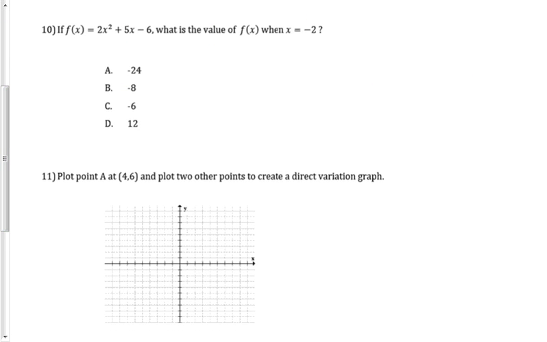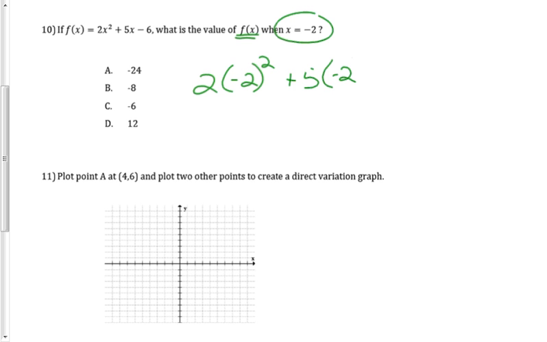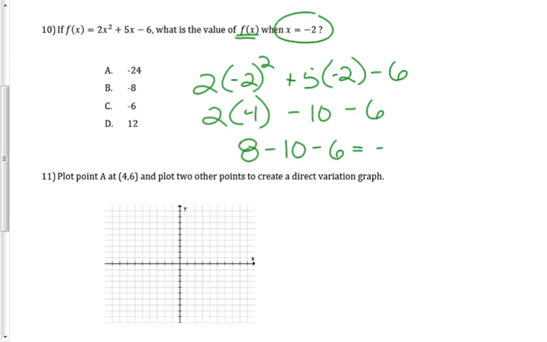Number 10, what's the value of f of x when x is negative 2? This is simply plugging an x value in and solving or simplifying. So make sure you put the negatives in parentheses, because when we have negative 2 squared, that's positive 4. 5 times negative 2 is negative 10. So 2 times 4 is 8. 8 minus 10 minus 6 gives us negative 8.